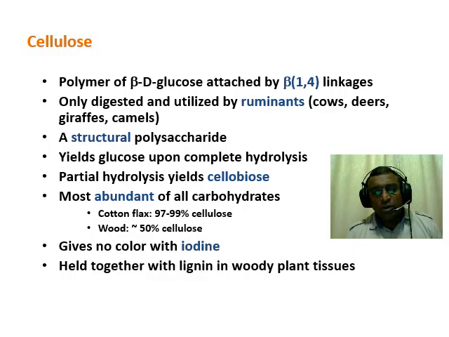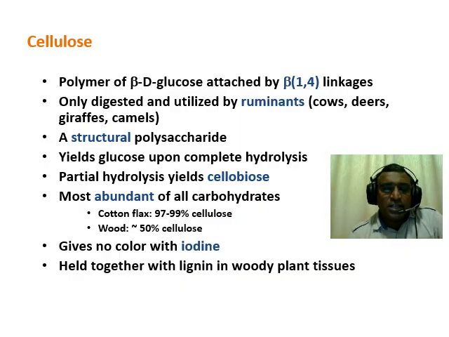But animals, ruminants such as cows, deer, giraffes, camels, they have many stomachs, and within their stomachs there are microbes with beta glucosidase, and they can digest cellulose found in grass, and therefore they can utilize it. This makes cellulose the most abundant carbohydrate because it cannot easily be consumed.